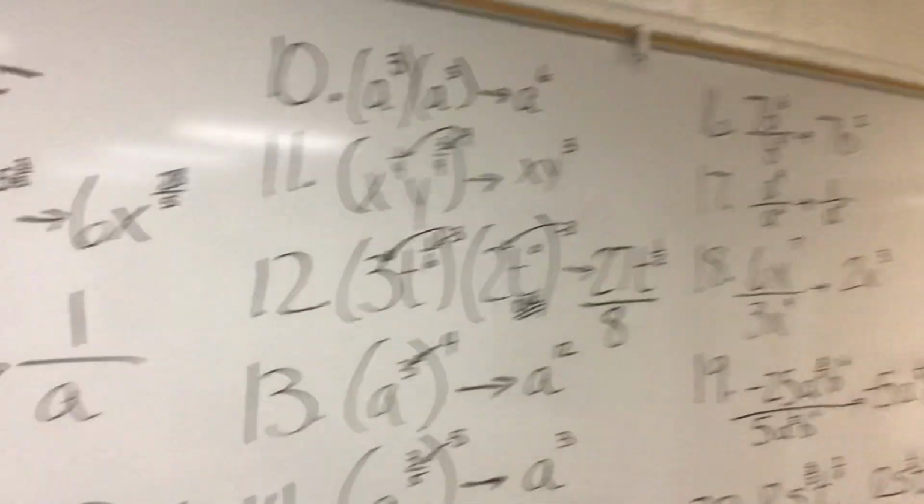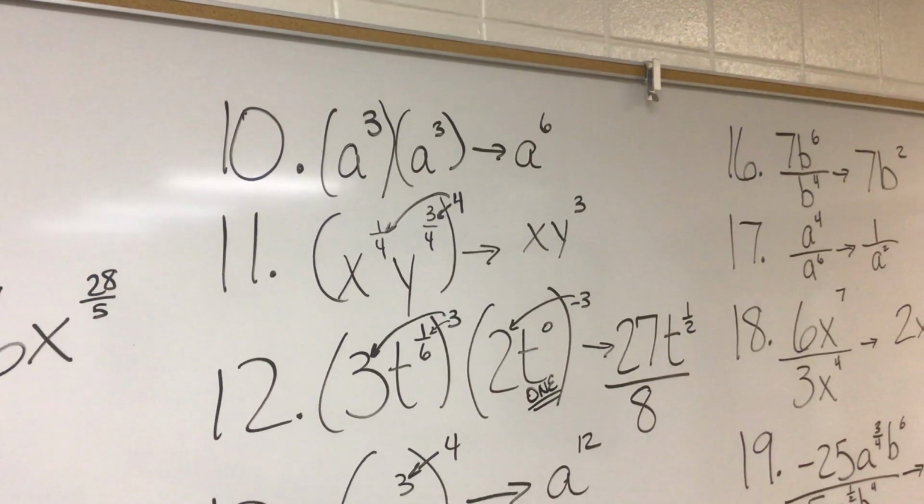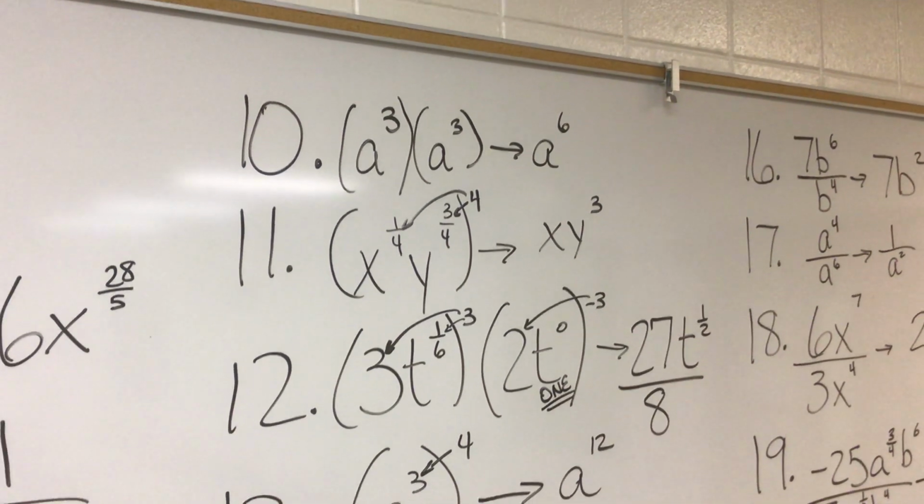Okay, number 10. I have a to the third times a to the third. Multiplying like bases, add those exponents. A to the sixth.